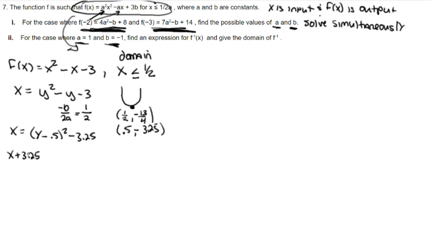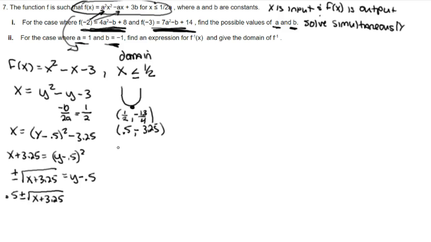And now if I'm going to find the inverse, I'm going to add 3.25 to both sides, and then I'm going to square root both sides. And I'm going to end up with plus or minus the square root of x plus 3.25 is equal to y minus 0.5. And then I'm going to add the 0.5 on both sides. And so you'll have the same problem that we had earlier, where it can't be plus or minus, because then it's not going to be a function. So we've got to figure out which one it is.